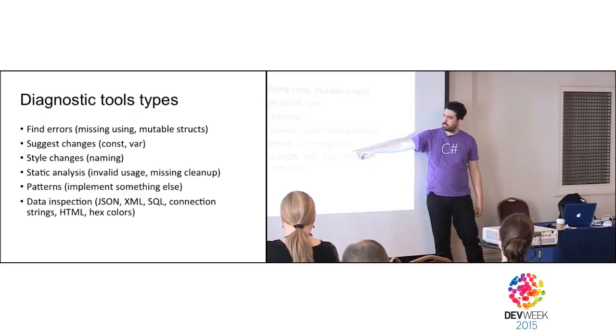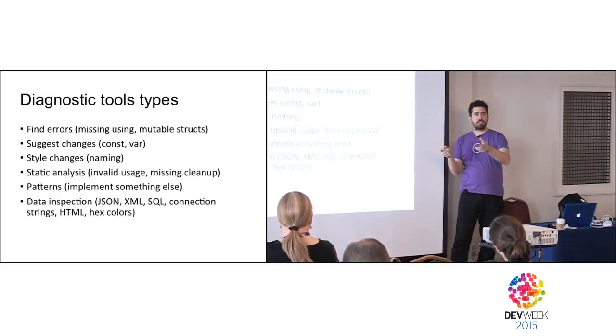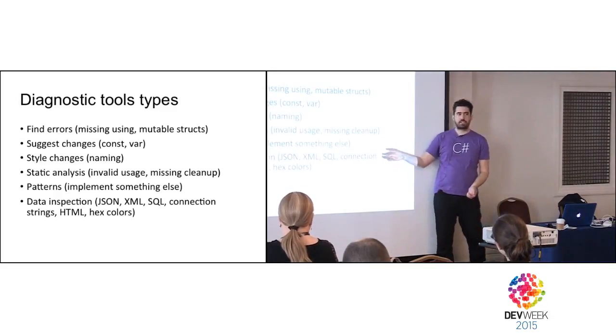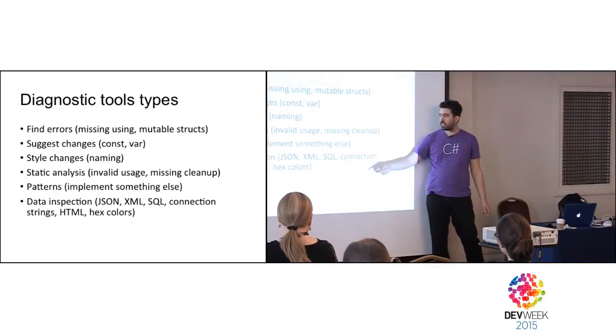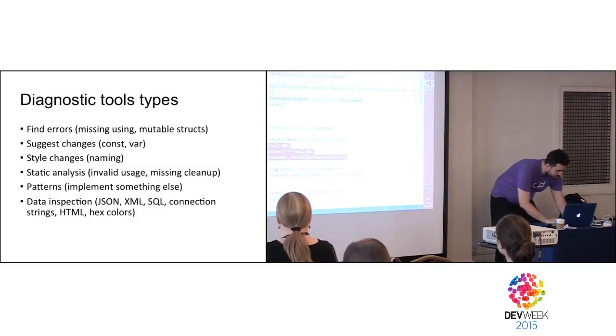You can also do data inspection. This is really funny. If you have a string with JSON inside it, you can actually inspect that JSON and see if it's well formed. If you have hex colors, you can notify yourself that a hex code is invalid, like you have one extra character or one character too few. You can detect connection strings. I have a list here.